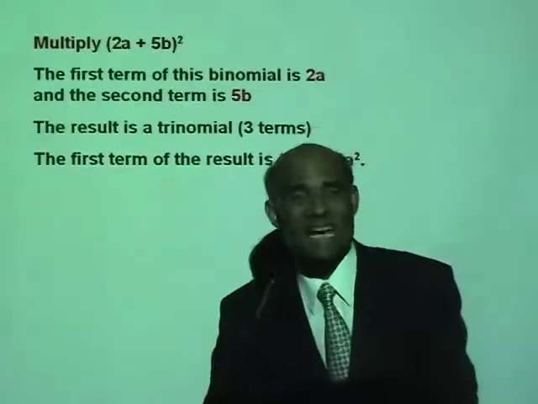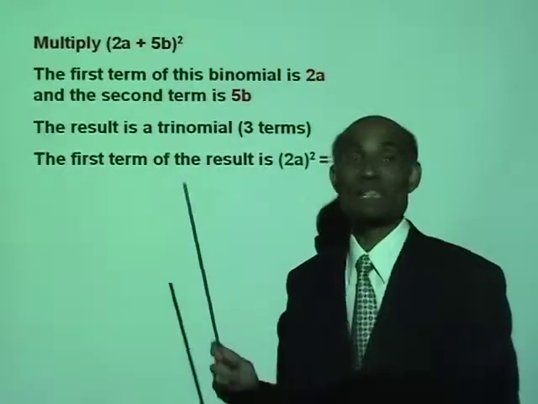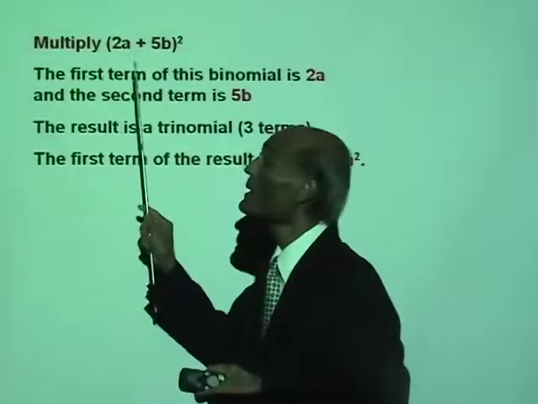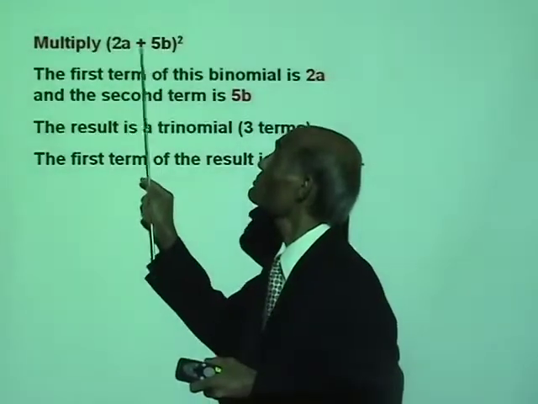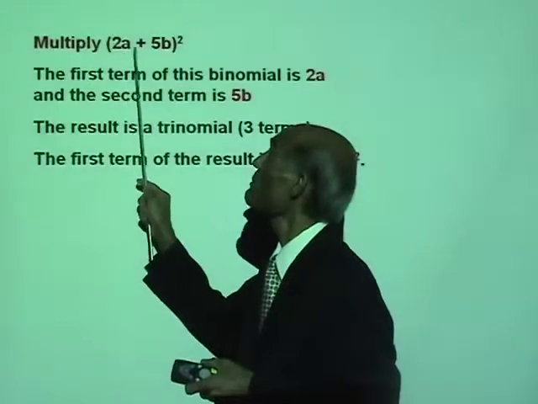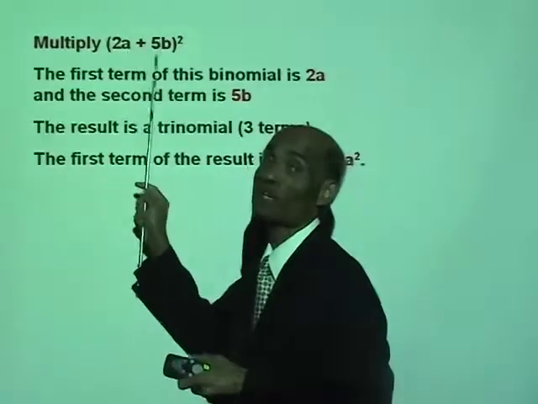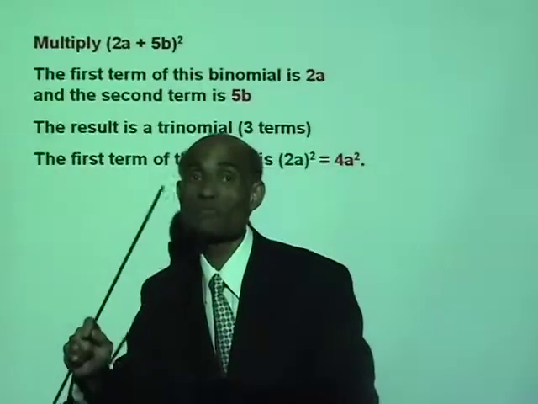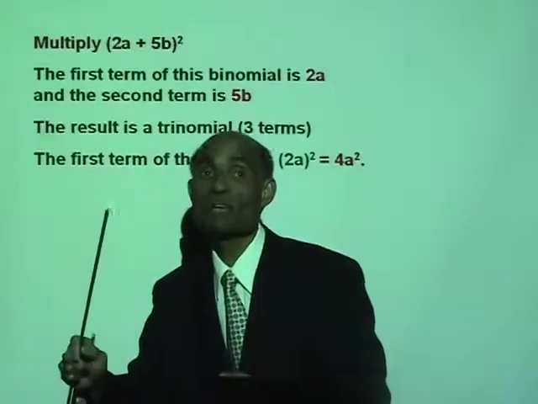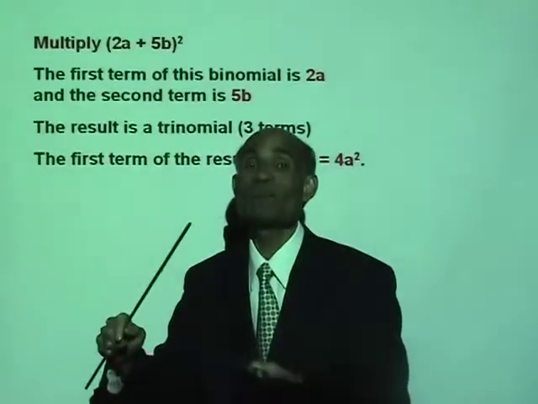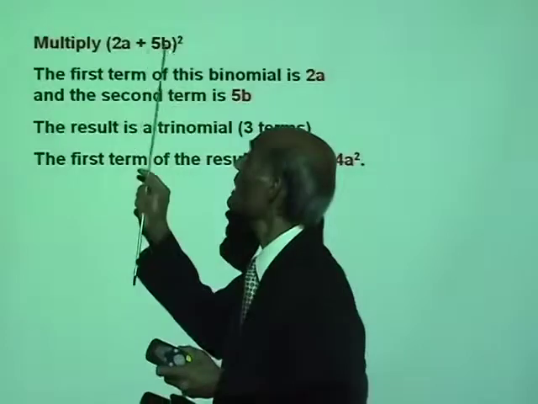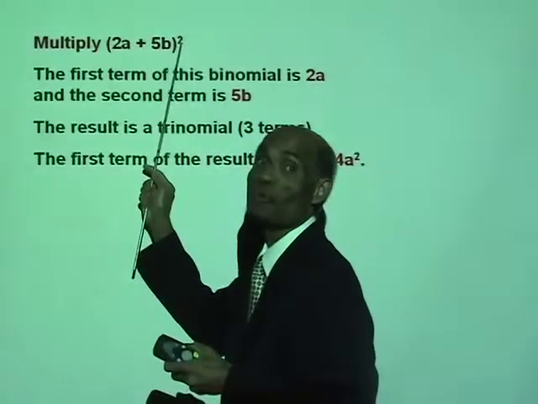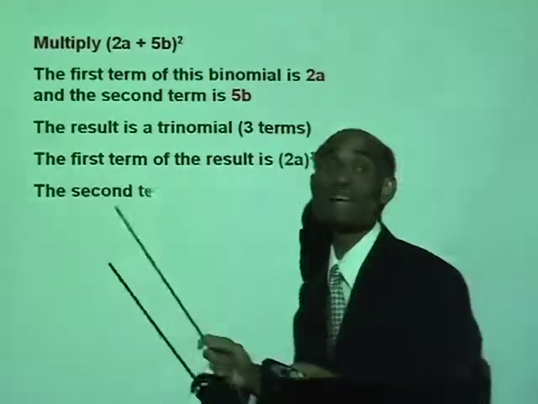Alright, what will be the second term? The second term is obtained by multiplying these two terms. That is 2a multiplied by 5b. What do you get if you multiply 2a and 5b? You get 10ab. And then you multiply that with the 2, the power. That is the second term.